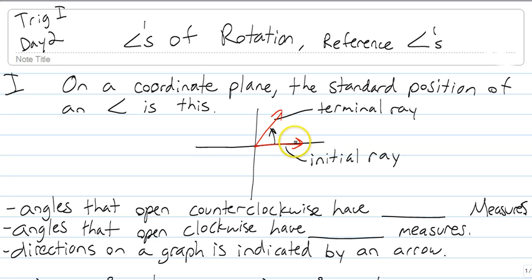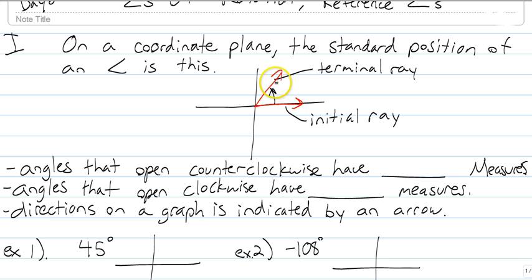Pretty much we measure angles from the positive x-axis and then go counterclockwise. We call the initial ray the one on the x-axis, the positive x-axis, and then the terminal ray is where it ends. Angles that open counterclockwise, like the one that is above, have positive measures. So let's write that in. Positive measures. If they are going the other way, if we're starting at the 0 and going in a clockwise fashion, then they have negative measures.